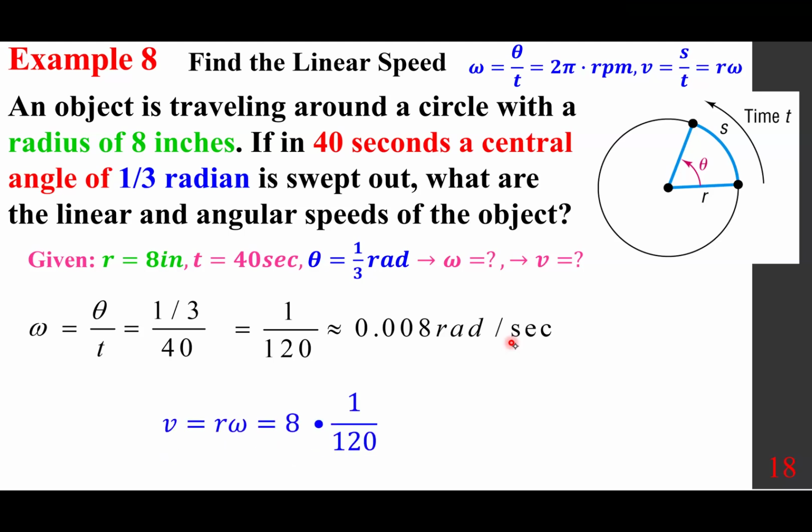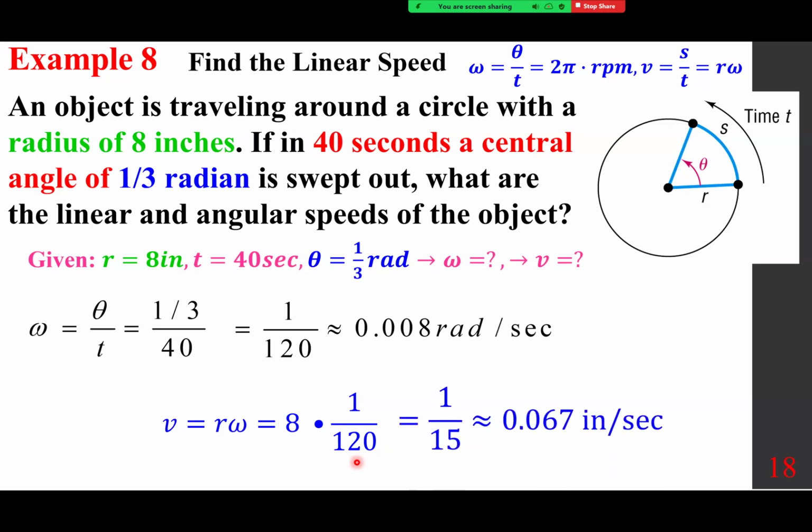V equals R omega. Well, we know R is 8. Omega, we want to go with the precise, not that one, because we have it available. And 8 and 120 are both divisible by 8. And this goes away, this becomes 15. Precisely 1 over 15, or roughly 0.07 inches per second. Why inches? Because R is in inches. The units follow.